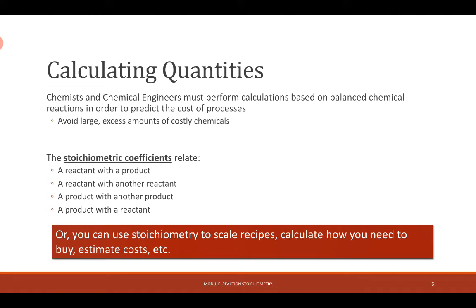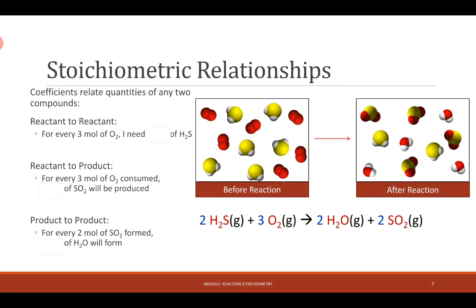These types of calculations are very useful when you're trying to predict how much you need to start with, what the estimated cost of the reaction would be, and trying to reduce costs by not having large excess amounts. So let's take a look at those stoichiometric relationships. You see here these coefficients that are highlighted in blue. That's what we're looking at.